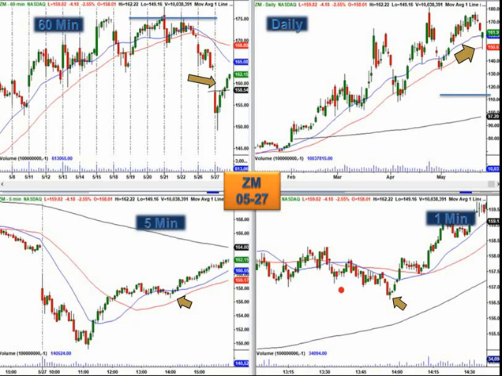I have 1, 2, 3 problems with this trade. There's 3 problems with this trade where, looking back at it, I'm going to say this is not a good trade. This is from today. Anybody want to guess what the 3 problems are?